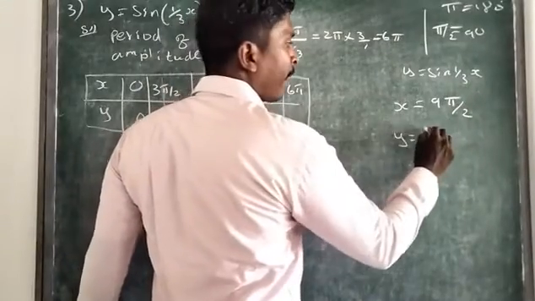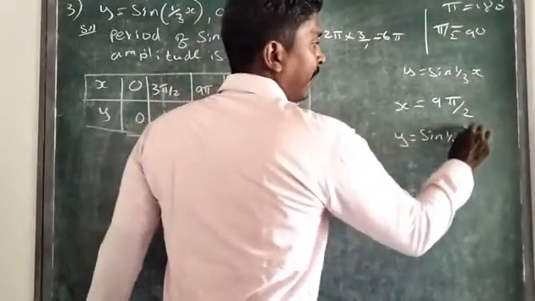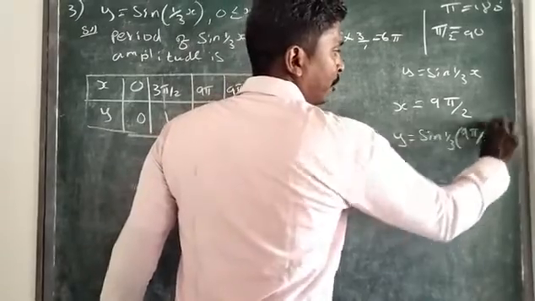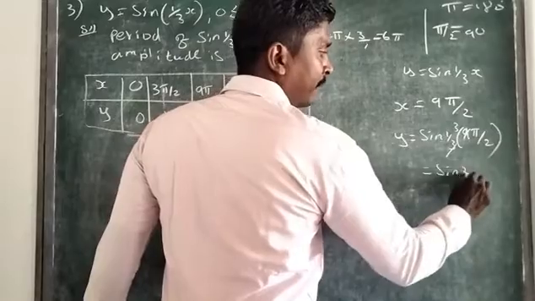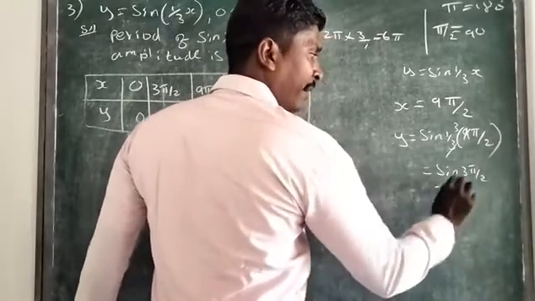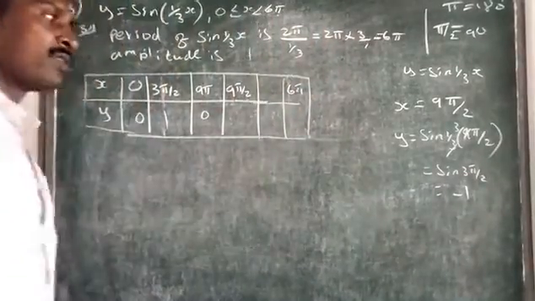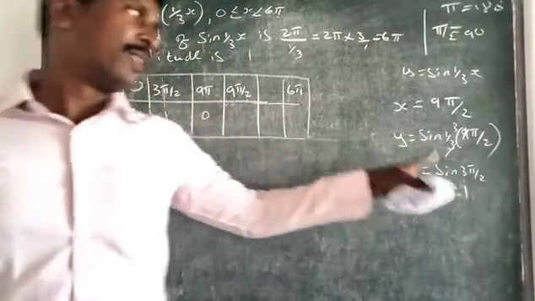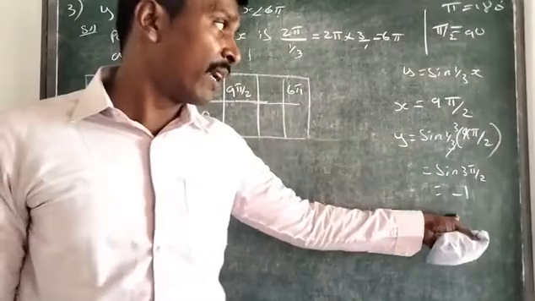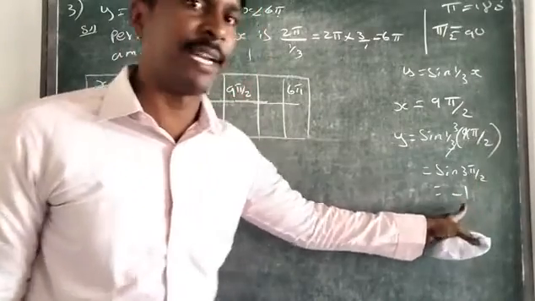So y equal to sin(1/3 × 9π/2). The 3 is eliminated and sin(3π/2) will come. So the sin(3π/2) value is minus 1. We already have videos regarding how to find this value, so I am directly writing the value: sin(3π/2) is minus 1.